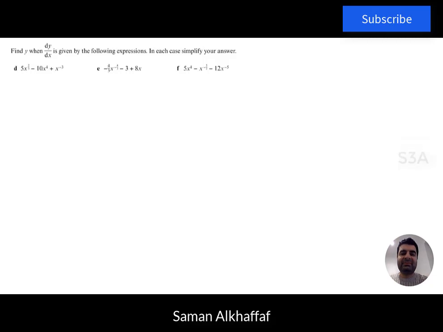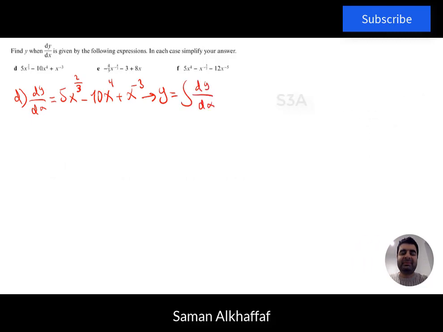In this example, we're asked to find y for the dy over dx of the expression shown. So first we look at d. We have the dy over dx is 5x to the power of 2 over 3 minus 10x to the power of 4 plus x to the power of minus 3. So y will be the integration of dy over dx.